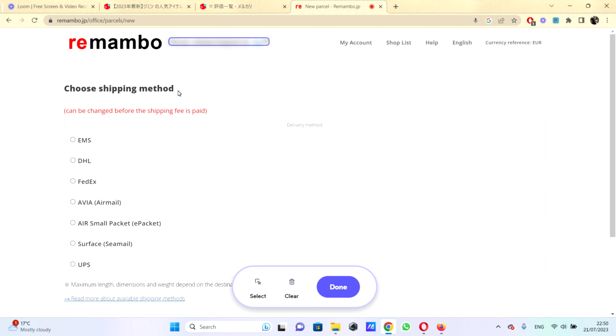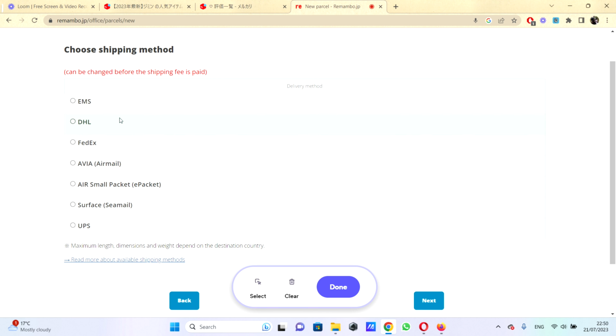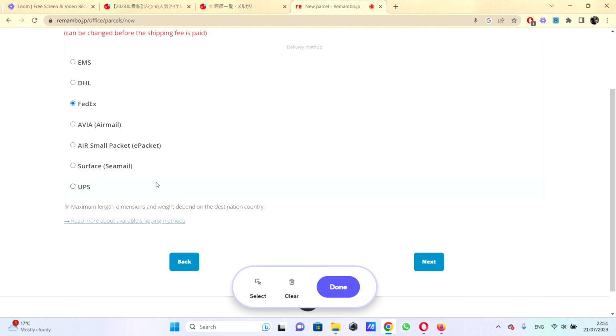Then we can choose the shipping method. I usually just choose FedEx, but like they say, it can be changed before the shipping fee is paid. So when they compile your package, you can check how much every single service costs, and if one of them is cheaper, you can just get that. Like I said, I usually just choose FedEx, and if for example DHL is cheaper, I usually just pick between those two. If DHL is cheaper, I will choose that, but usually FedEx is cheaper. Anyway, that is just for my country. It might be different for yours. So anyway, I will click on next.